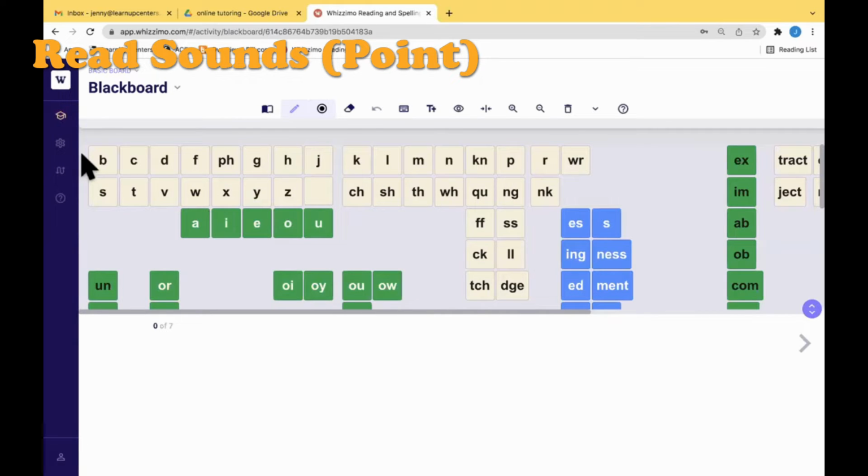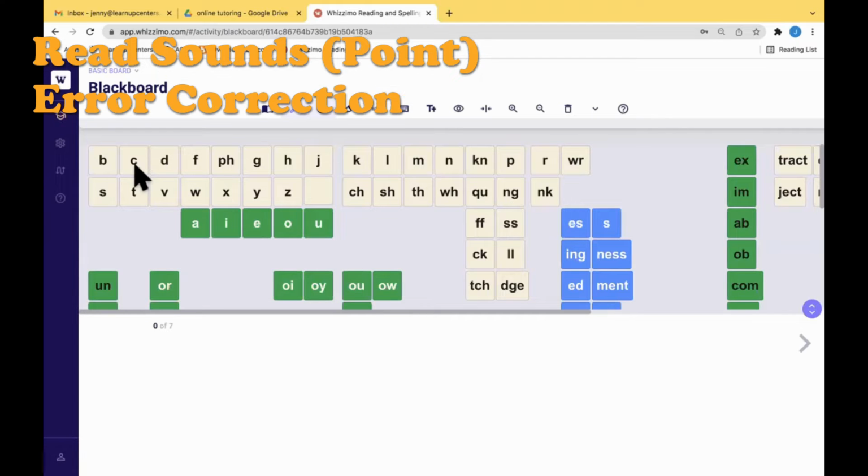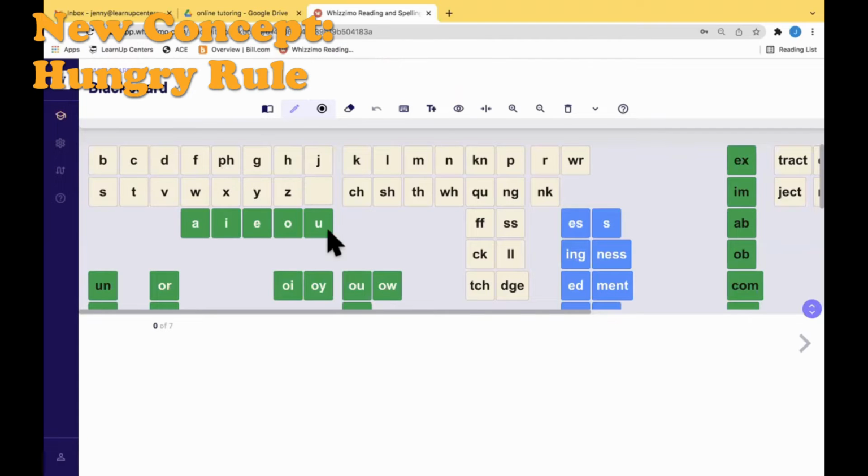Now I'm gonna point and I want you to give me the sounds, okay? B. B. S. You said s. Is that what you see? It does make a sound, but what else does it make? K. Good job. D. G. So we are gonna learn the hungry rule.